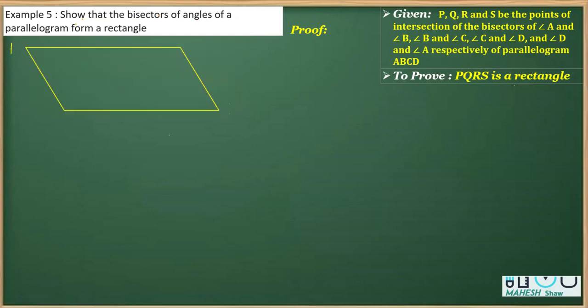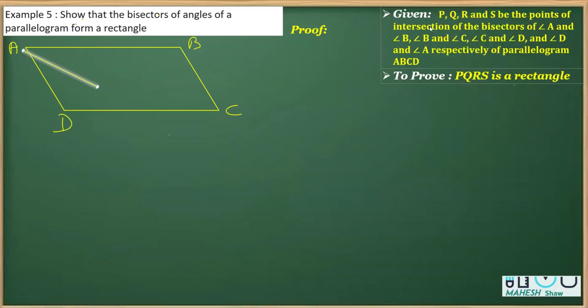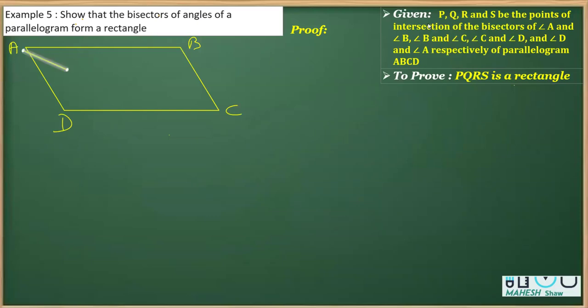And say if I name this as A, B, C, D, and we are going to draw the bisectors of these angles, let's say the bisector of angle A, B, and C. So first I'm going to draw the bisector of angle A, then of B, this is for C, sorry, D, and then for C. Right.